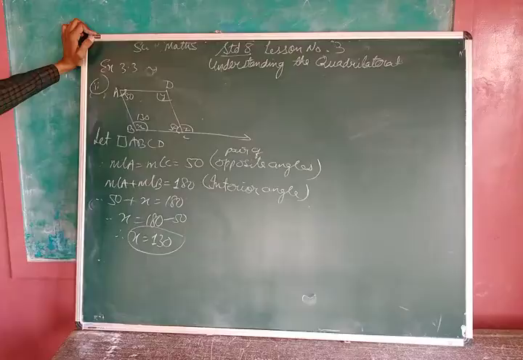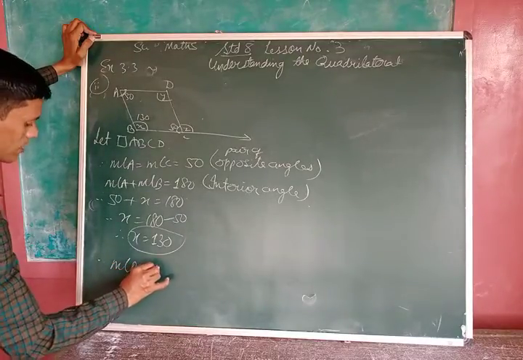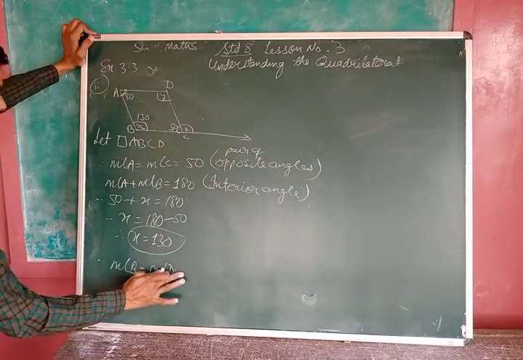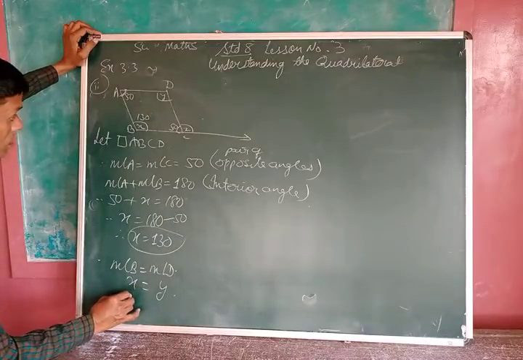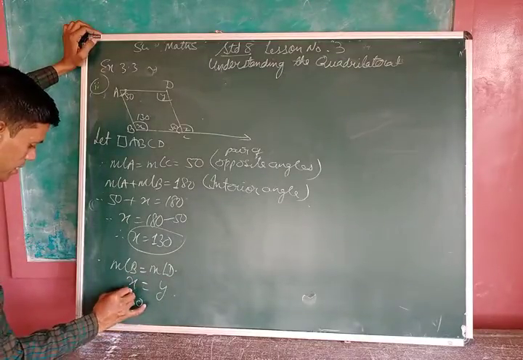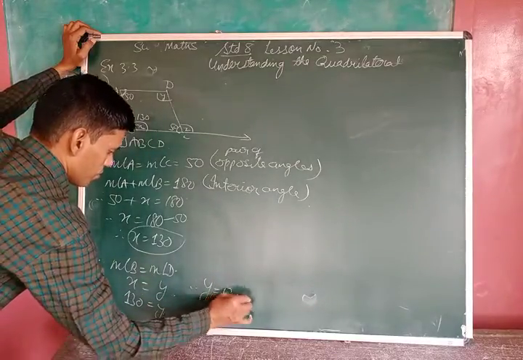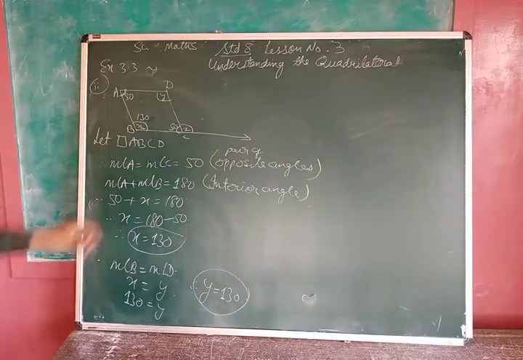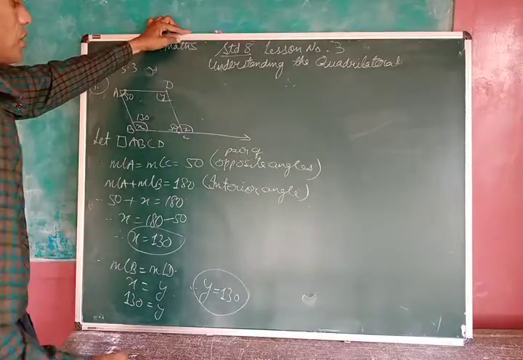Now, again, measure angle B is equal to measure angle D. What is measure angle D? D is Y, and X is equal to Y. What is the value of X? 130 is equal to Y. Therefore, Y is equal to 130. Is that clear?